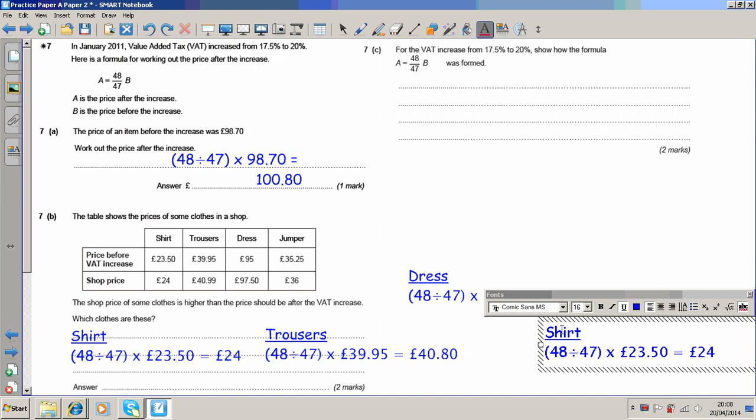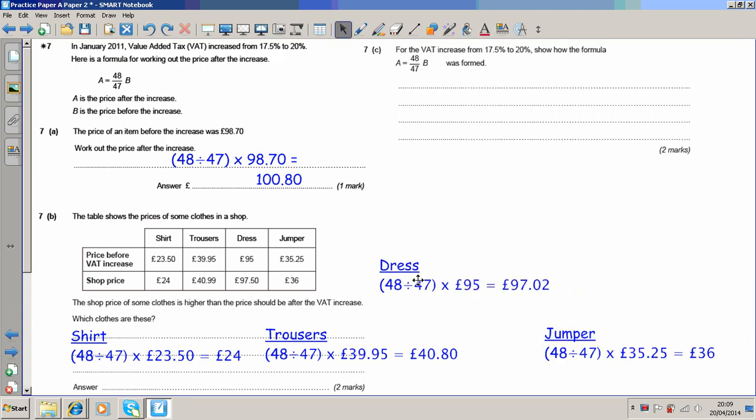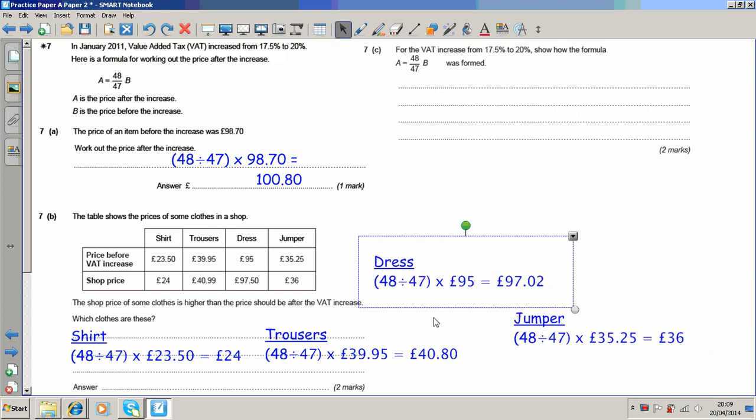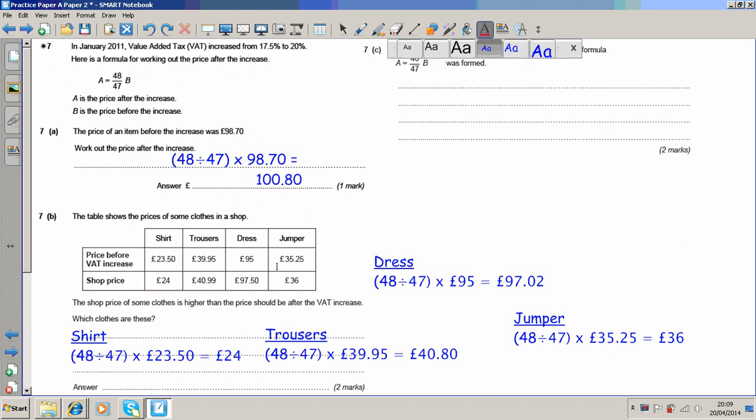And we'll check the last one as well, even though it doesn't say there's 2, so there might be more. 48 divided by 47 times by £35.25 is £36. So that one is spot on. So which ones are a problem? Well, it's the dress and it's the trousers.